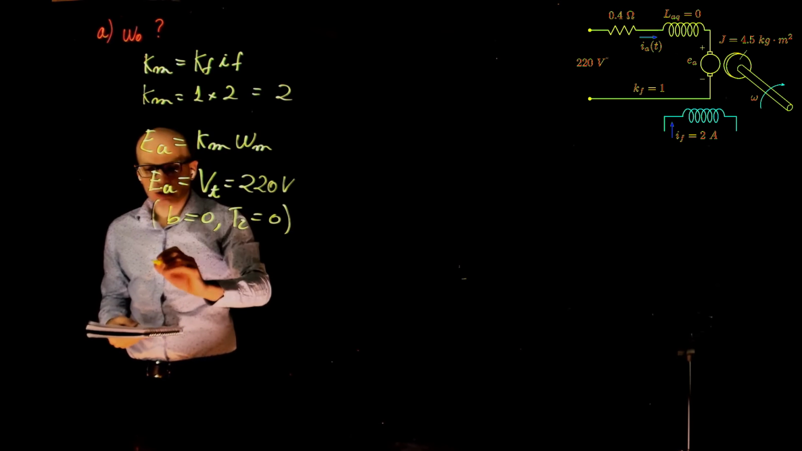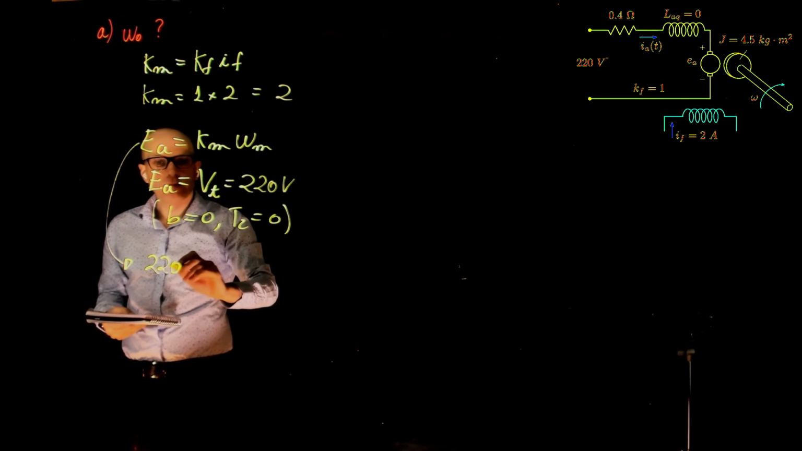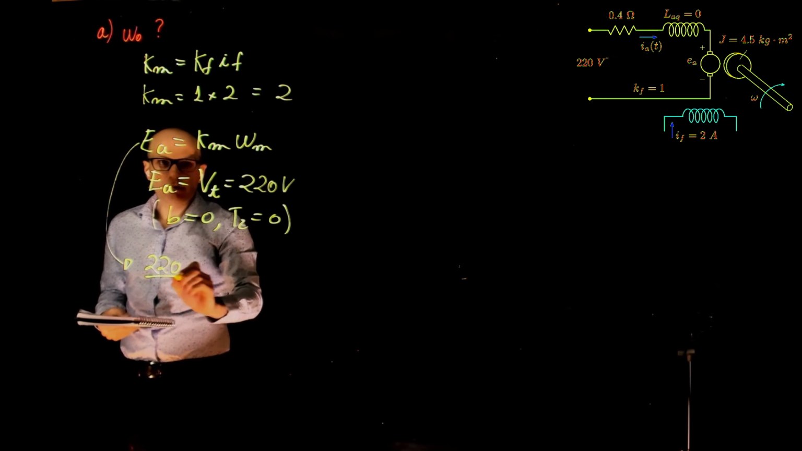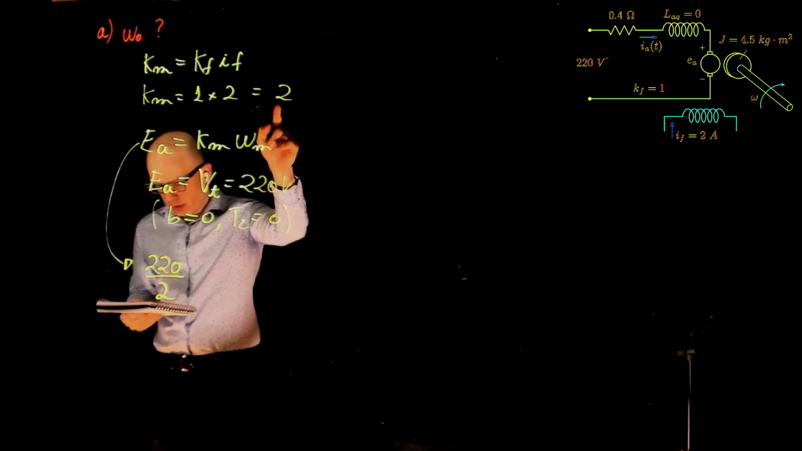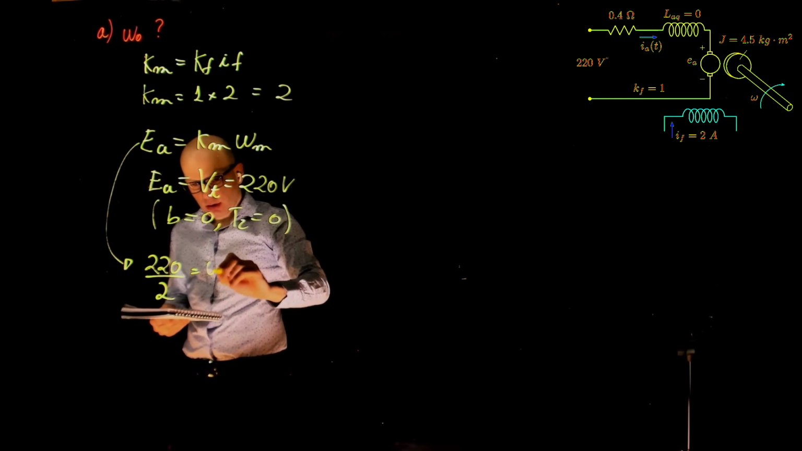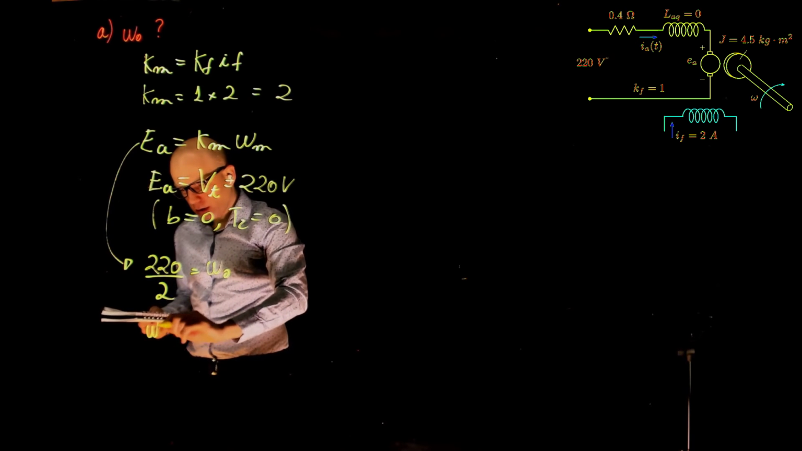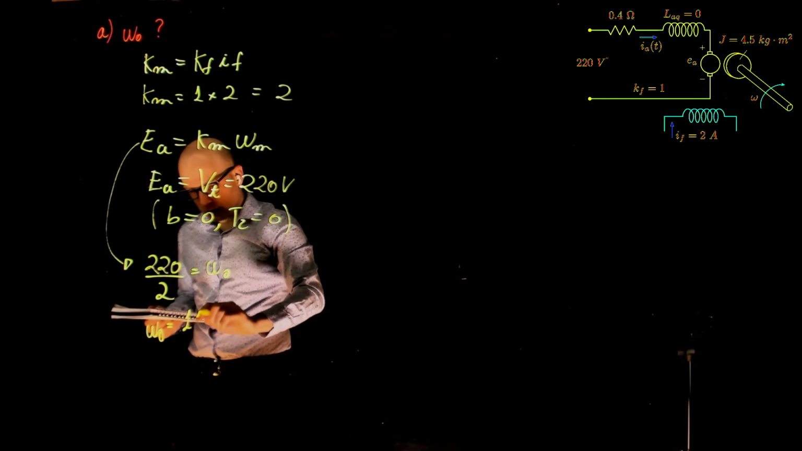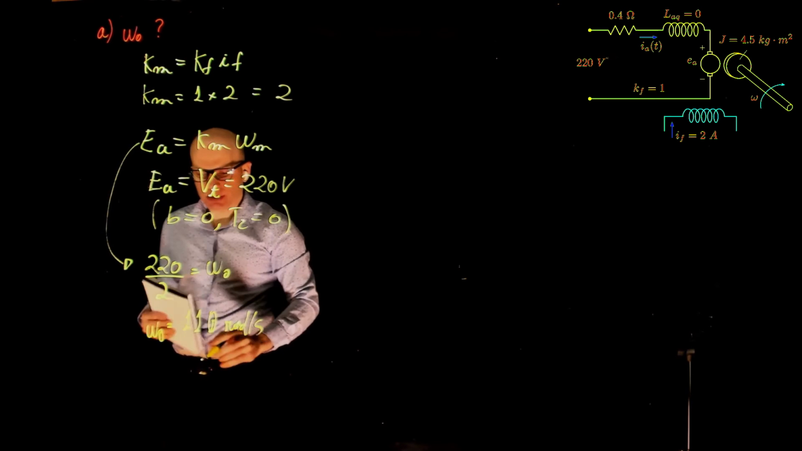We know that using this equation, we have 220, which is VT, divided by Km, which is 2, determined there, equals to the speed. And the speed at no load is 110 radians per second.